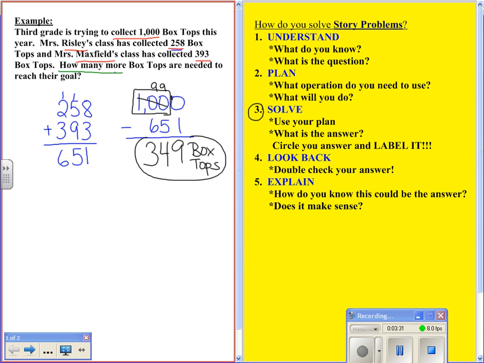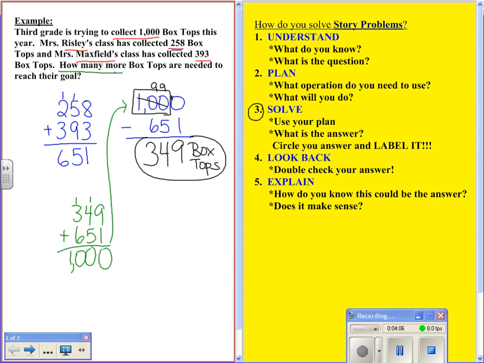So I'm going to double check my answer by taking 349. I'm going to add it to 651. And if I'm correct, I will get 1,000. So let's see. 9 plus 1 is 10. I'm going to regroup. I know 4 plus 1 is 5. 5 plus 5 is 10. I'm going to regroup. 6 plus 3 is 9, plus 1 more. So my 1,000 does match what I started with.